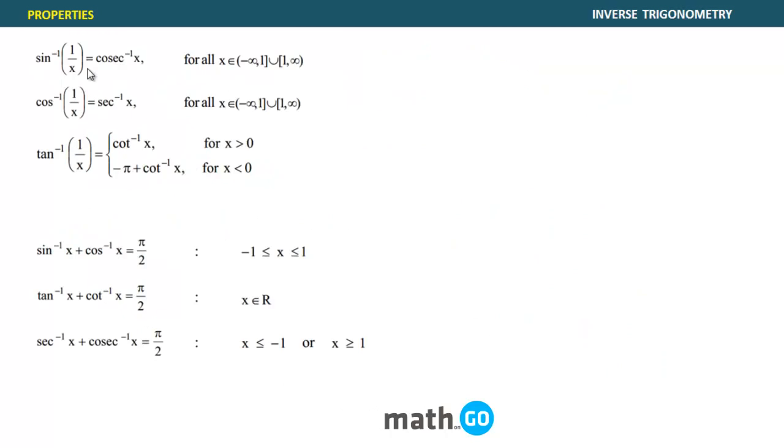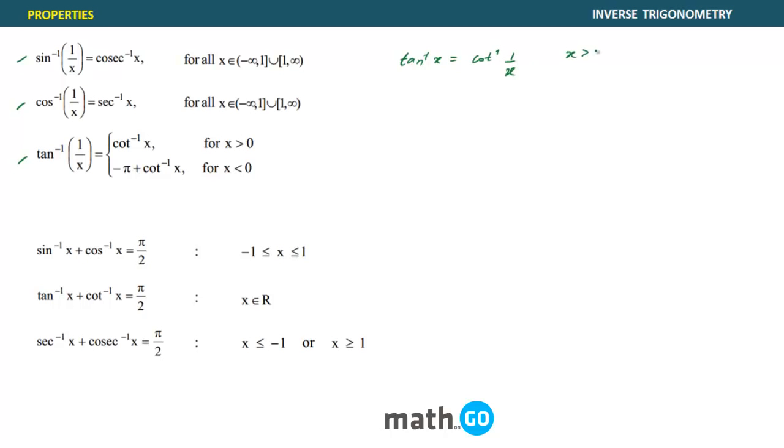Next particular set of properties that we have to do is the inverse set of properties. Sine inverse 1 by x is nothing but cosecant inverse x, or vice versa, cosecant inverse 1 by x is sine inverse x. Similarly for the cos and secant pair. But now you have to remember a special formula for tan inverse 1 by x. So tan inverse 1 by x is nothing but cot inverse x, right?